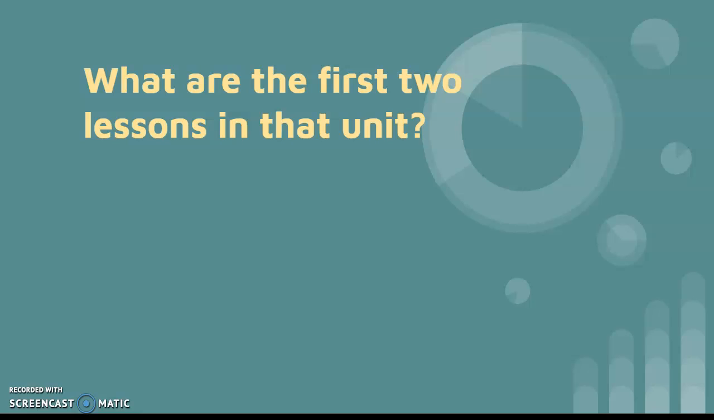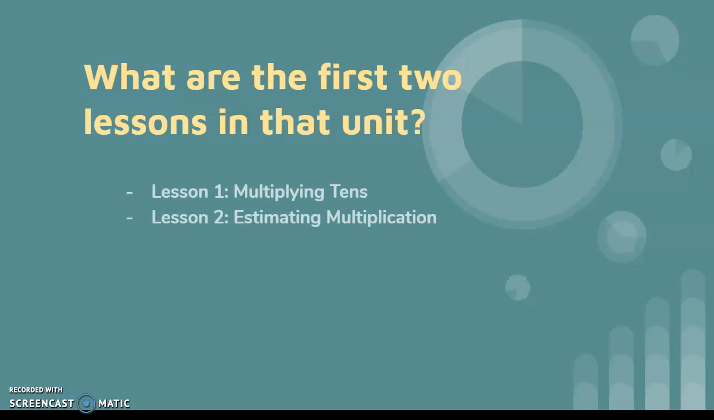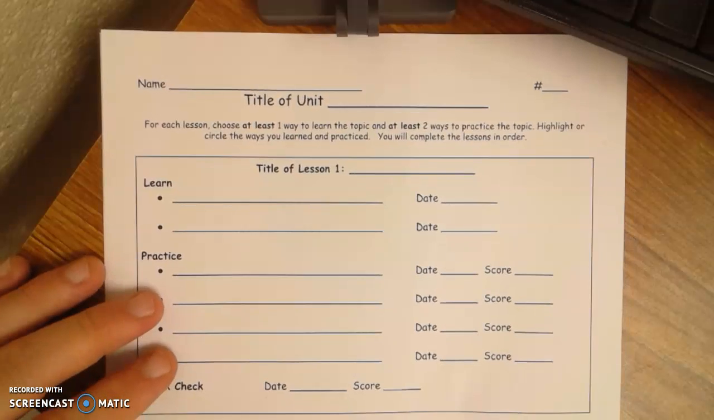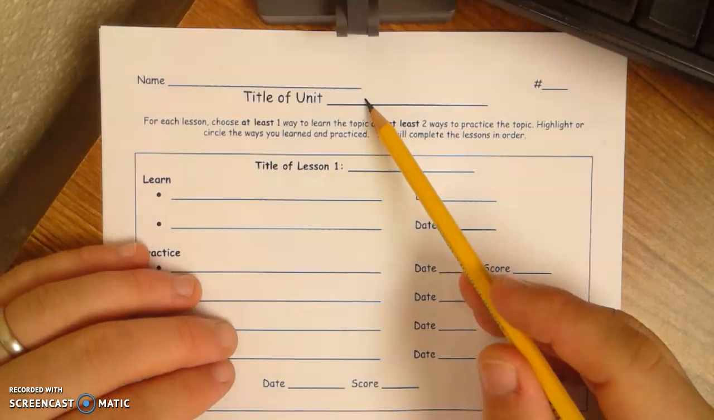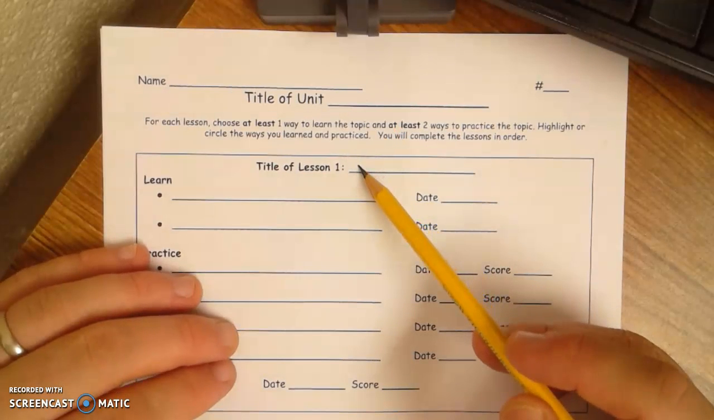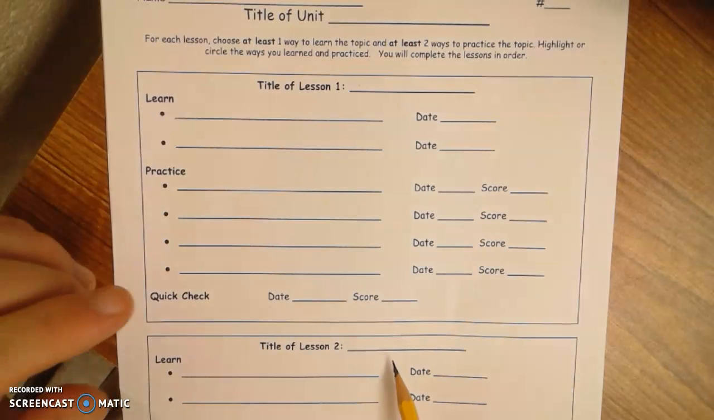For me, I'm going to do a multiplication unit. I'm going to show you what the first two lessons are and how I'm going to plan this out. So for me, the first two lessons are multiplying tens, lesson 1, and estimating multiplication. So now what I'm going to do on my planning sheet is write the title of my unit, multiplication, here, and then I'm going to write my first lesson here, and then my second lesson is going to go right down on the title of lesson 2.